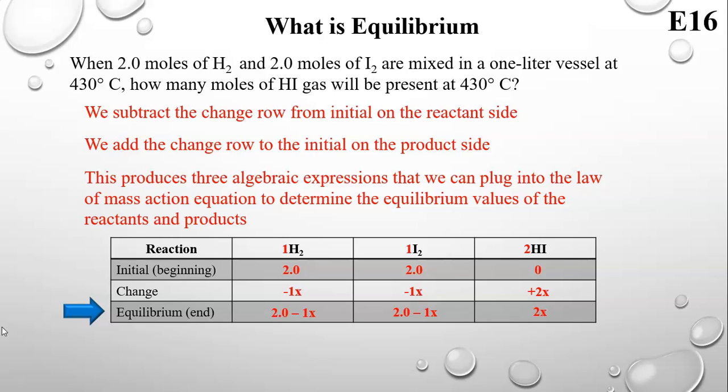So we subtract the change row from initial on the reactant side. We add the change row to the initial on the product side. This produces three algebraic expressions that we can plug into the law of mass action equation to determine the equilibrium values of the reactants and products. So you see down on the equilibrium, you just simply said 2.0 minus 1x, 2.0 minus 1x, and 0 plus 2x. And that gives you the equilibrium concentrations, at least in algebraic form. Now you solve for x just like you would in an algebraic equation.